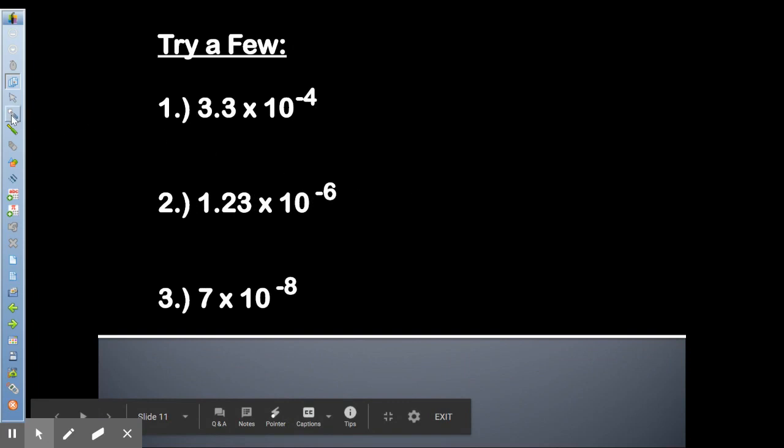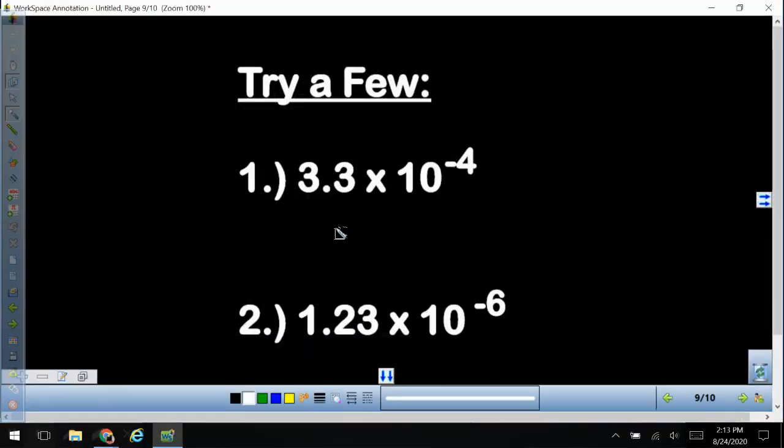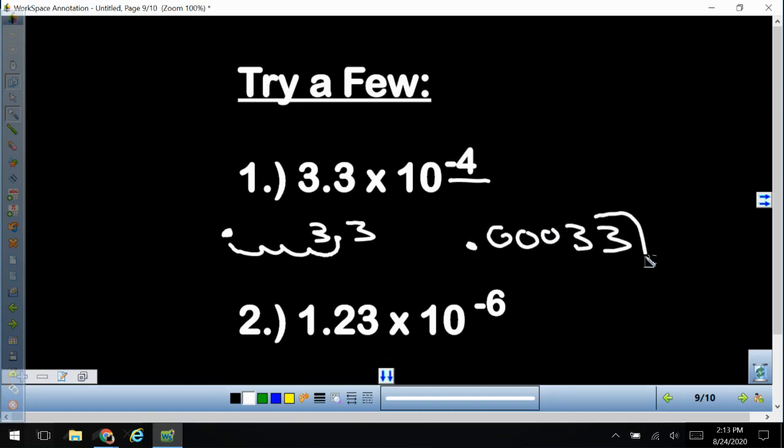All right, now we're going to go the other direction. 3.3 times 10 to the negative fourth. Now our exponent is negative, so we're going to be moving the decimal the opposite direction, to the left. So rewrite the coefficient, and I need to move my decimal 4 times. Because it's negative, it's going to be a small number, so it goes to the left. 1, 2, 3, 4. There's my decimal, so my new number is 0.00033.